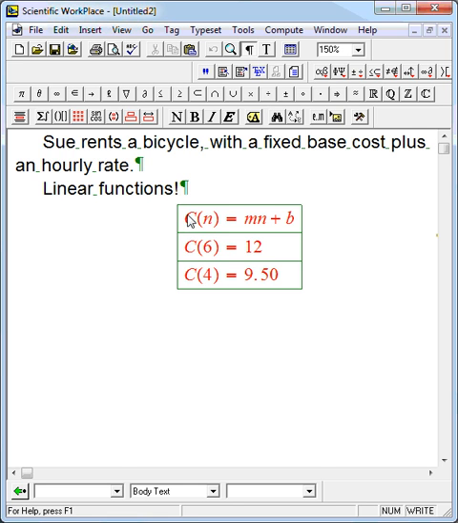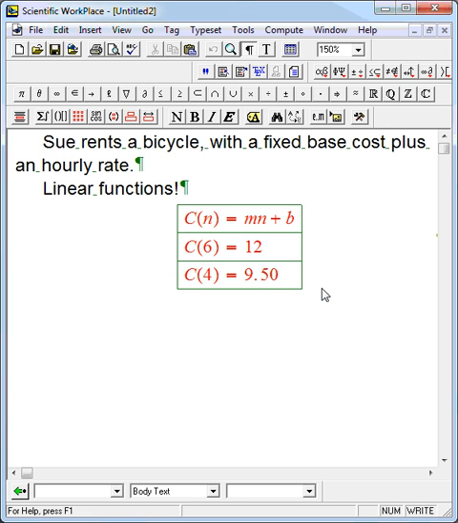And what we can do is write down a function. We've got to recognize that it's linear functions. Fixed base cost plus a constant hourly rate, that's going to be mx plus b. Here, the variable they're using is n, not x. So c of n is just mn plus b. And we have two data points.